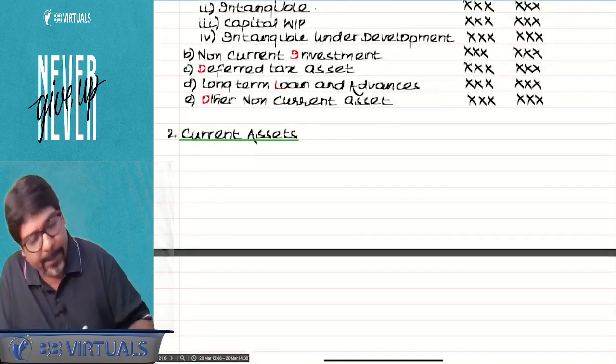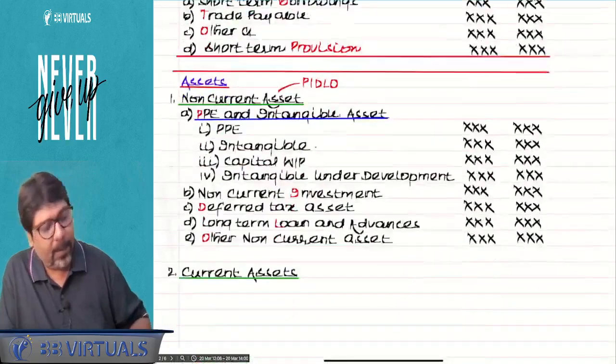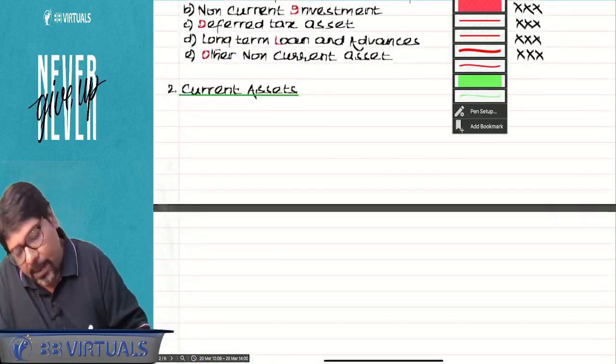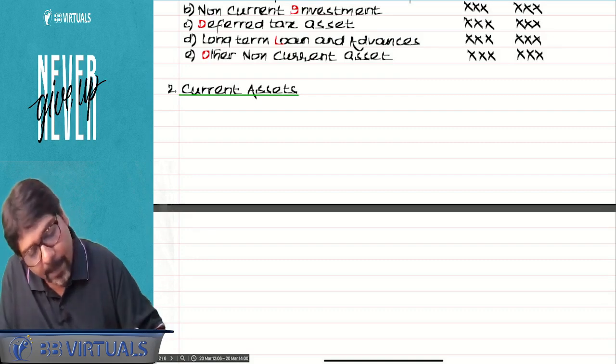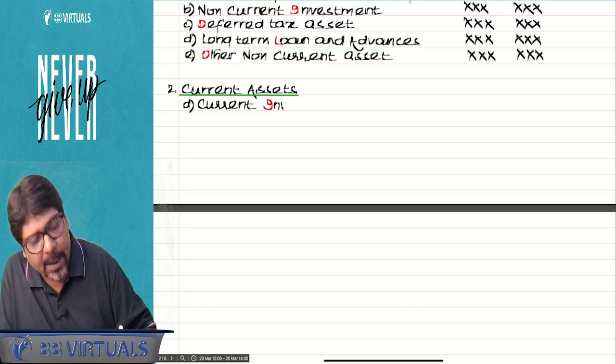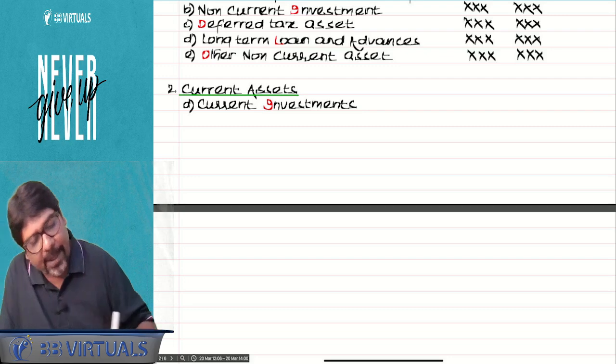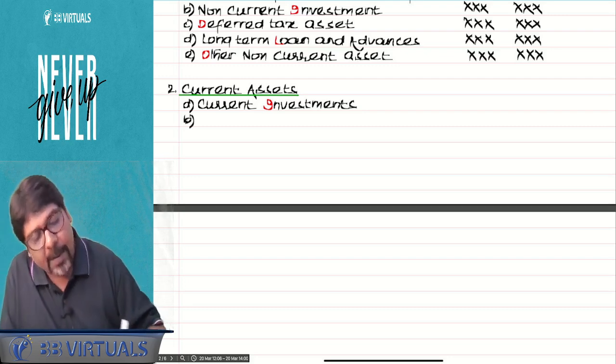In current assets we have got current investments. Sir, current investment means short term investment? Yes. That means the holding period is less than 12 months. For time being, you can remember all this.